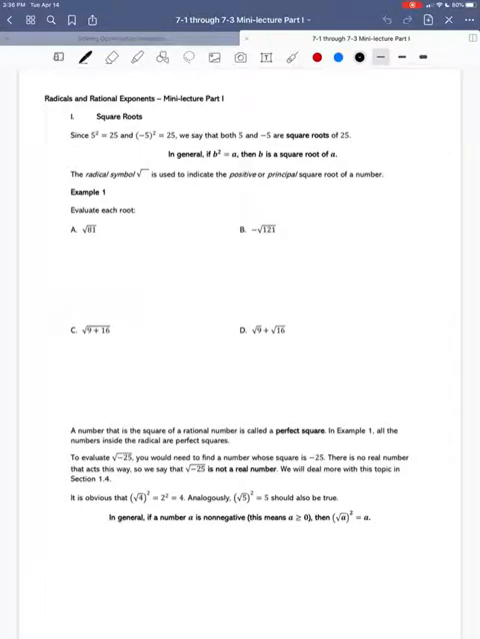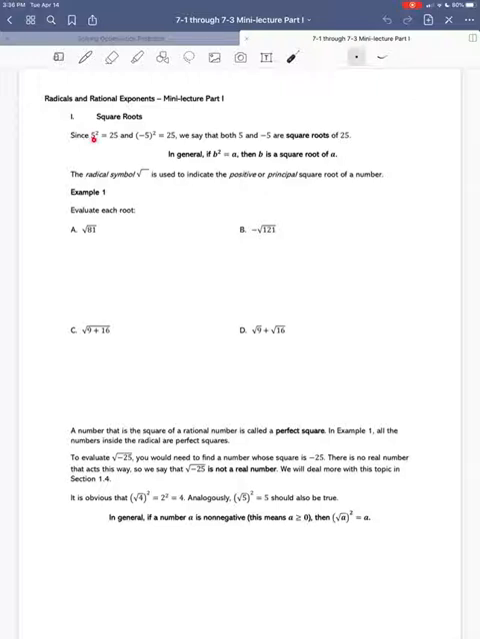I'm going to look a little bit at radicals and rational exponents here. There are going to be two mini lectures that go over this topic. This is part one. And we're going to start out talking about square roots, which I'm sure you've seen before.